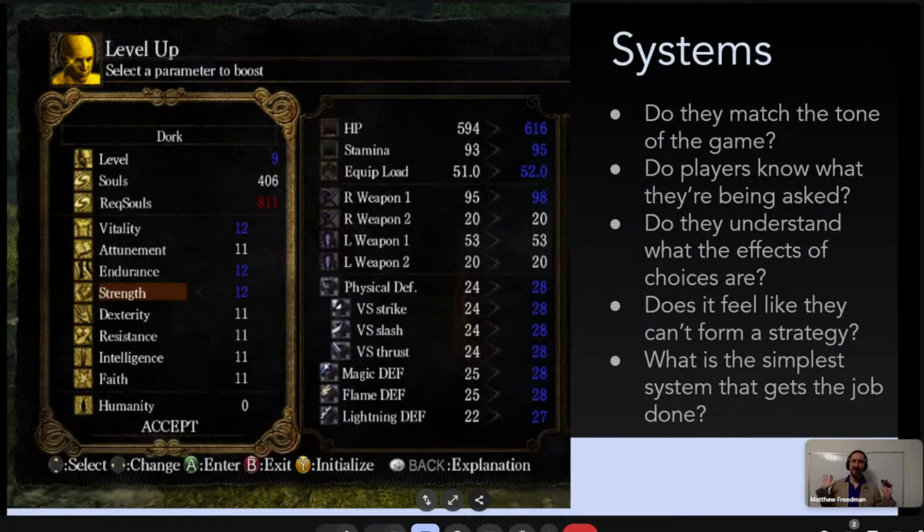If I'm leveling up in Final Fantasy, it should feel like a celebration. If I'm leveling up in Darkest Dungeon, it should feel like I've just pushed back the darkness a little bit.